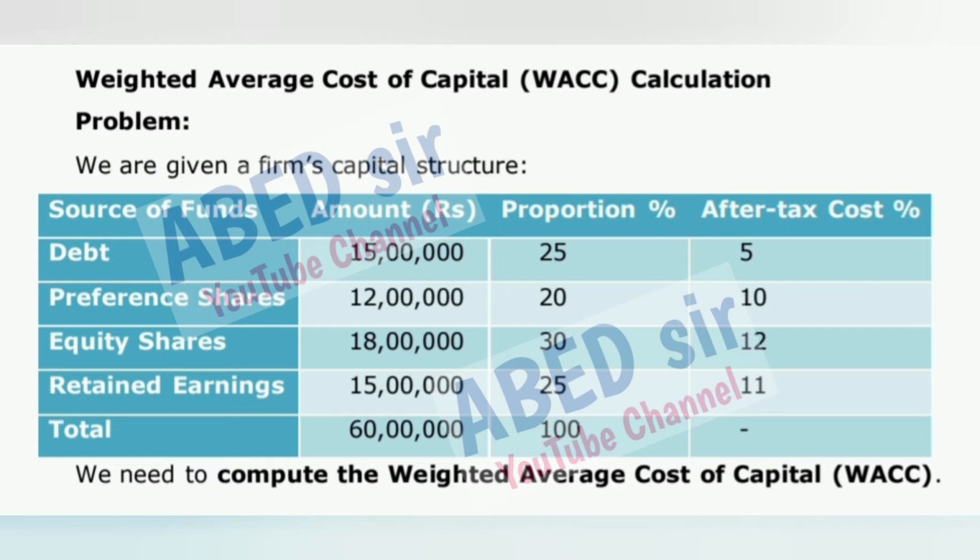Source of funds, amount in rupees, proportion percent, after-tax cost percent. Debt: 15 lakhs, 25%, 5%. Preference shares: 12 lakhs, 20%, 10%. Equity shares: 18 lakhs, 30%, 12%. Retained earnings: 15 lakhs, 25%, 11%. Total: 60 lakhs, 100%. We need to compute the weighted average cost of capital, WACC.